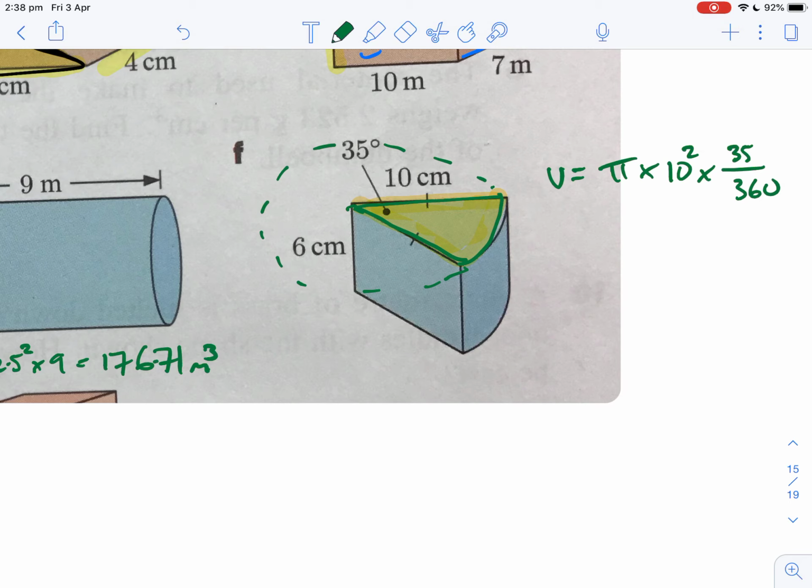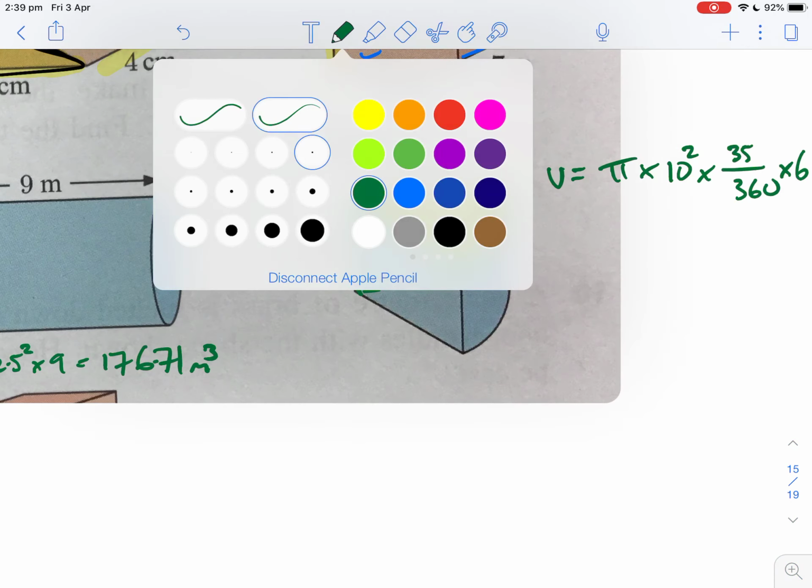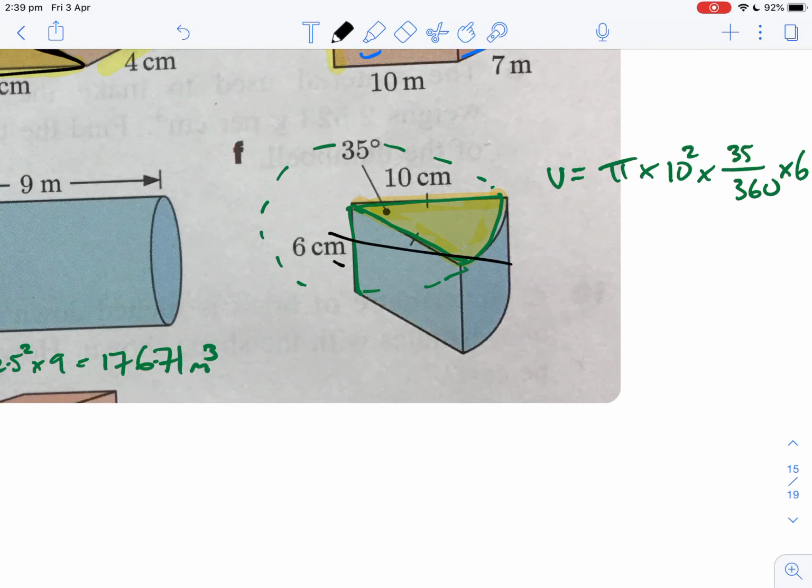And once I've got that, I'm going to times that answer by 6, which is the height. That was my uniform face, that first bit. If I was to slice this shape through, you can see that wedge shape would remain. So then timesing by 6 puts me through the rest of that. So that would give me a final answer of 183.3 centimetres to the power of 3.